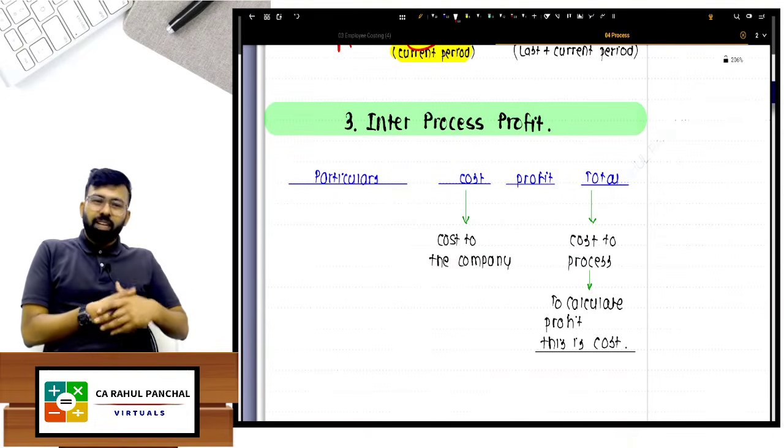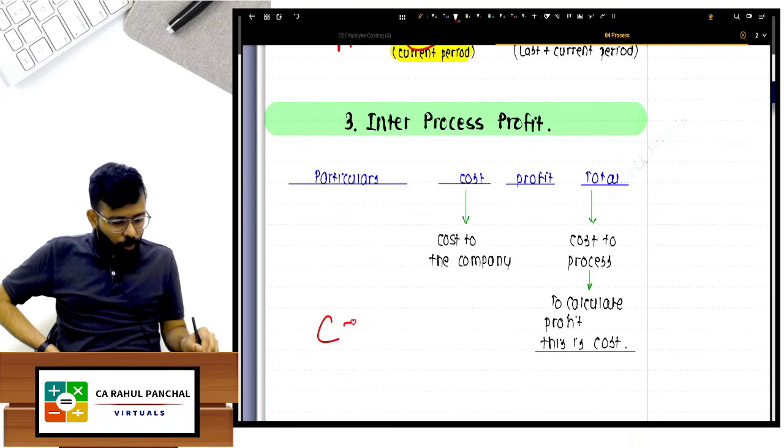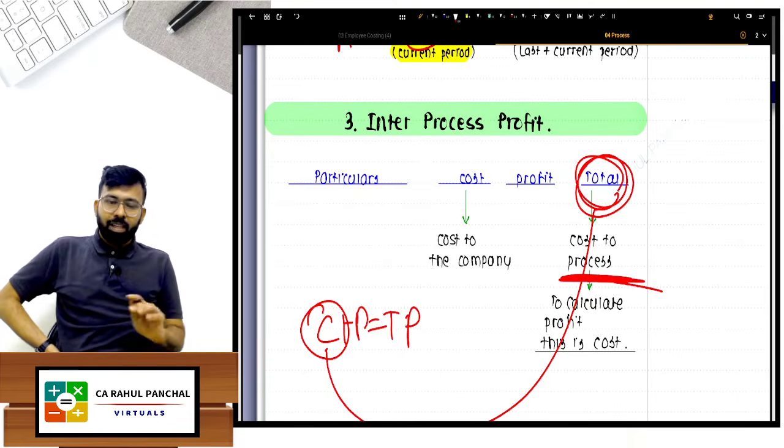Inter-process profit, we did one question. Please do revise that. Just remember, when you do cost plus profit is equal to transfer price, the cost is something which comes from this. This is cost to the process. That you need to understand.